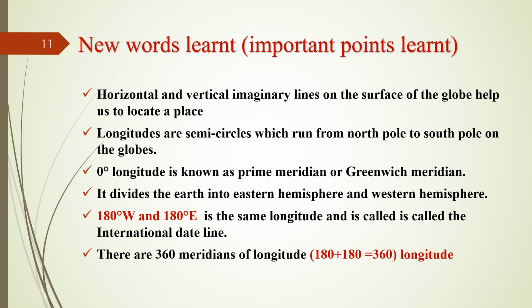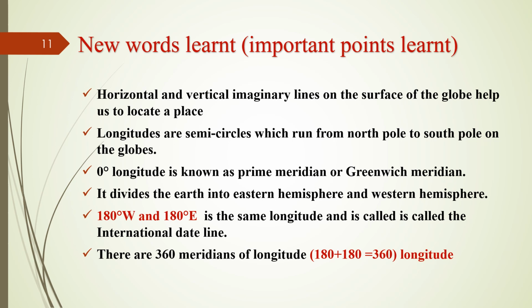Children, let us revise the important points we learned today. Number 1, horizontal and vertical imaginary lines on the surface of the globe help us to locate a place. Longitudes are semicircles which run from the North Pole to the South Pole on the globe. 0-degree longitude is known as the prime meridian or Greenwich meridian. It divides the earth into two hemispheres, the eastern hemisphere and the western hemisphere.